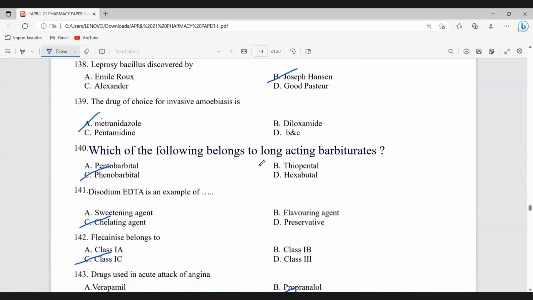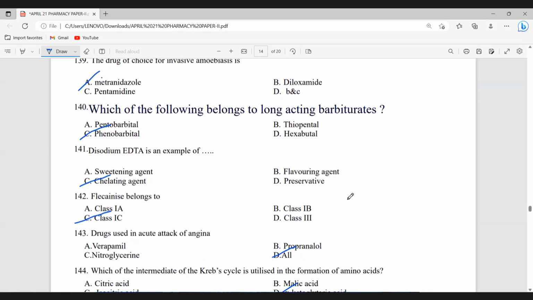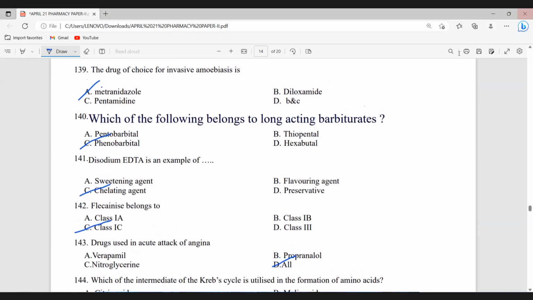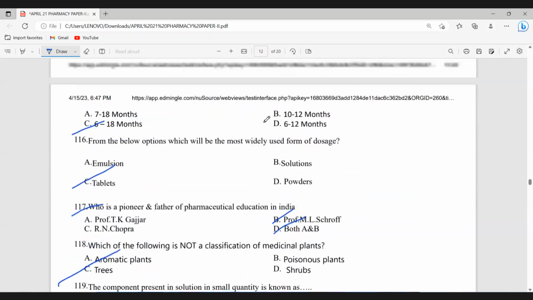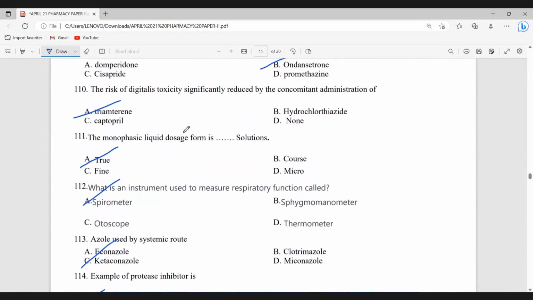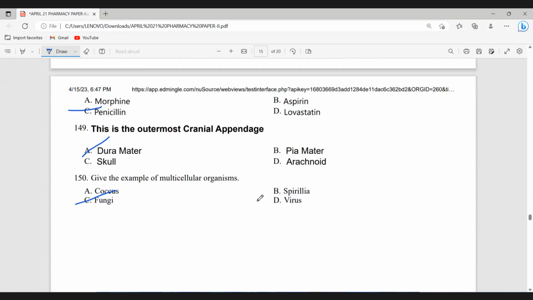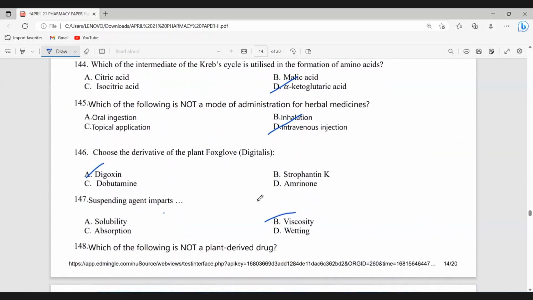We can use first line drugs, all first line drugs. We can use everything. Nitroglycerin can be used, propranolol can be used. Which one do you want to scroll? Scroll to the last, ma'am. Enter the question number. 111. The monophasic liquid dosage form is dash type of solutions and true solutions. These are the last 5.